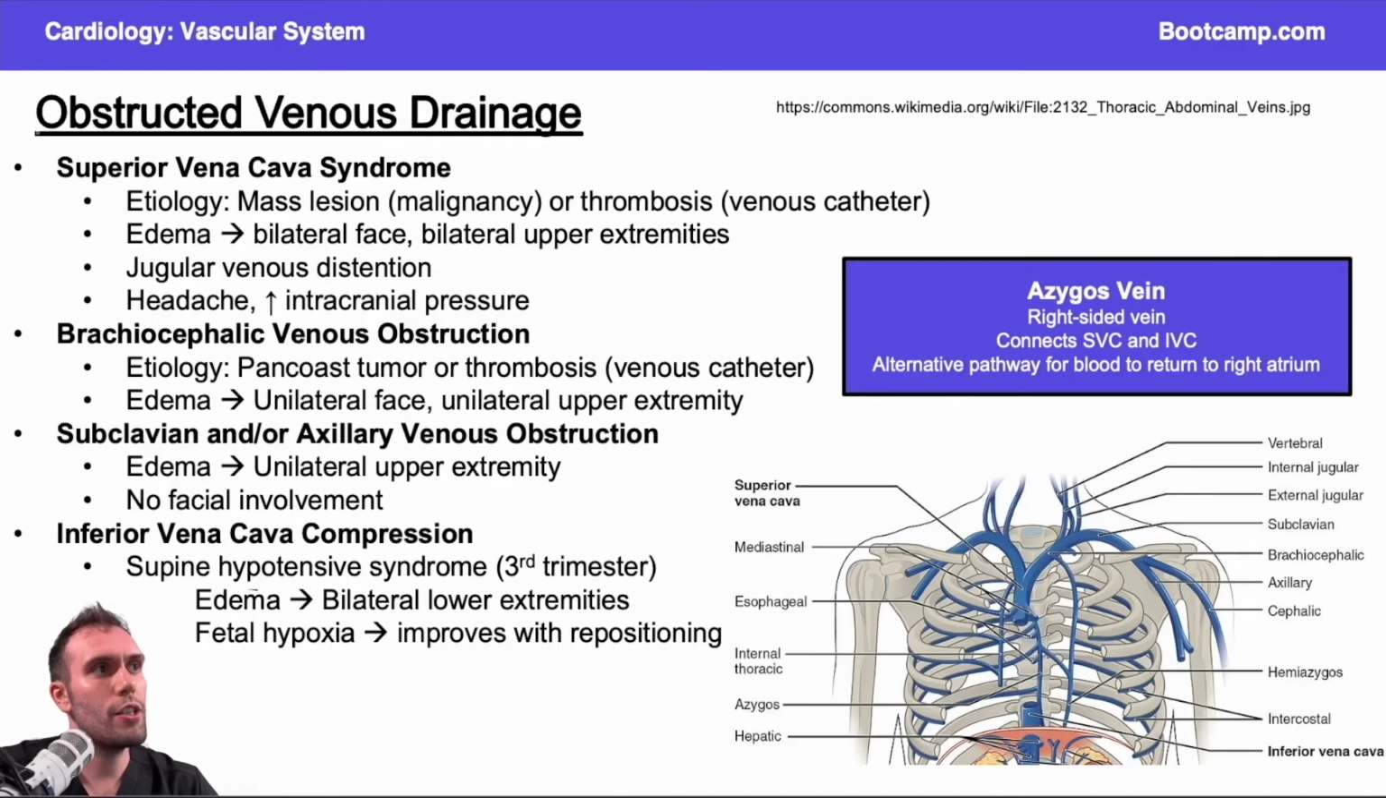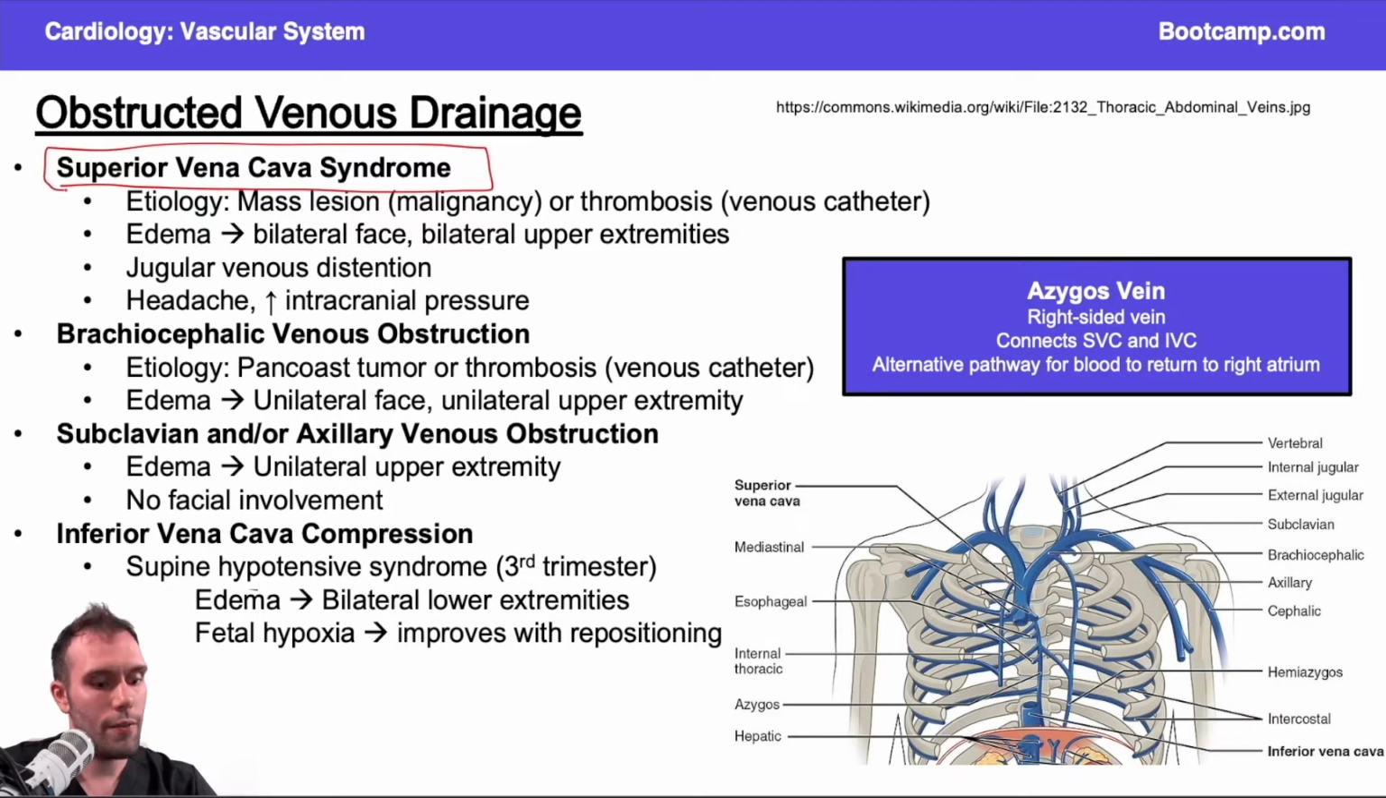So, obstructed venous drainage. When you're comparing these three syndromes, you just really want to understand the basics of some of the anatomy, and that will help you interpret what's going on. Because a lot of the time you have to understand where the mass is or where the thrombosis is happening. So let's start off with superior vena cava syndrome.